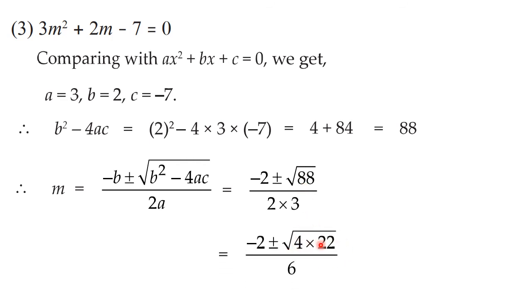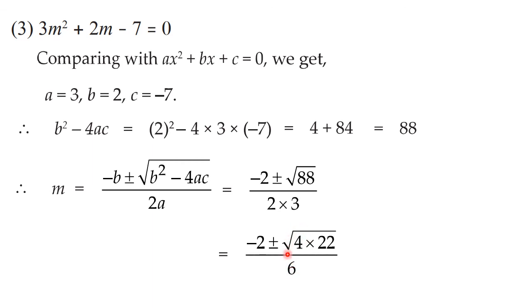This is an important step. If you are not factorizing, if you are not simplifying, you are going to lose your marks. So you need to do this. That is why I told that this discriminant plays a major role here. So minus 2 as it is, plus or minus as it is, and then 88 we wrote as 4 into 22 and 3 into 2 is 6.